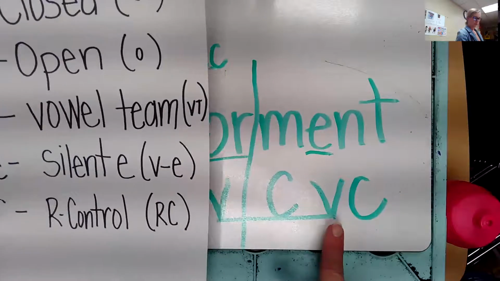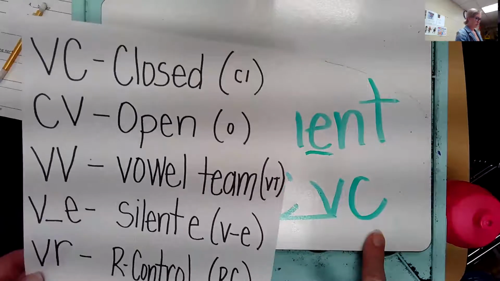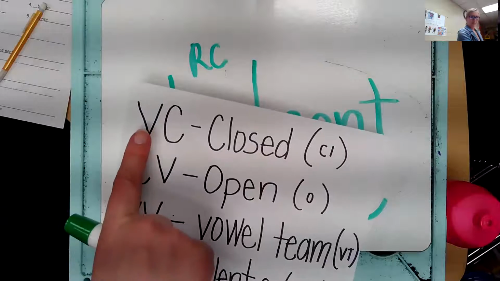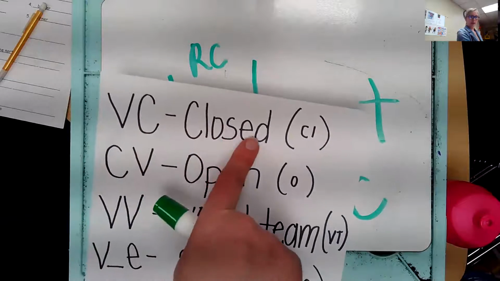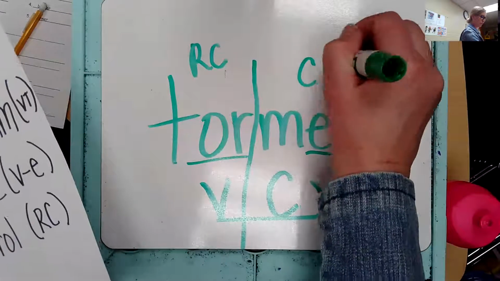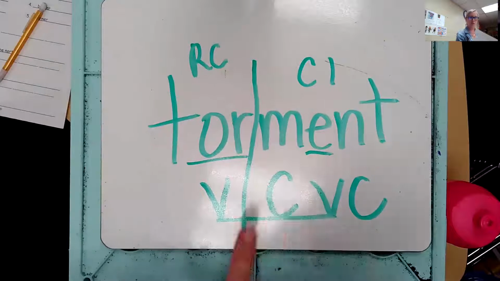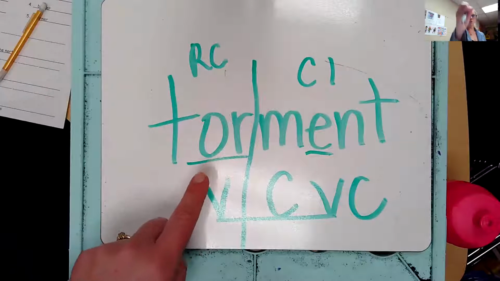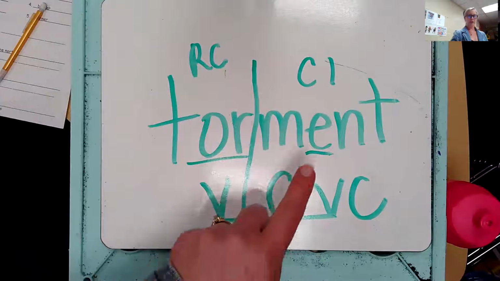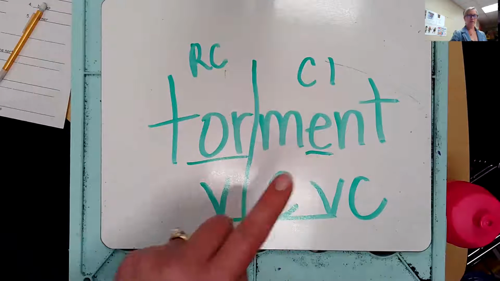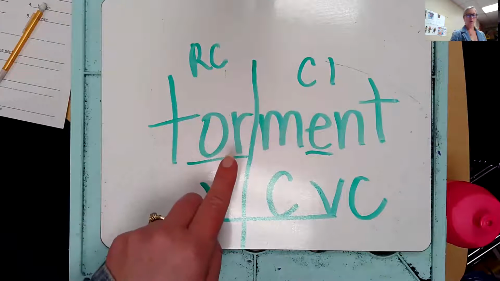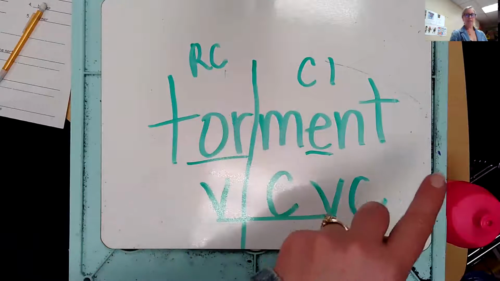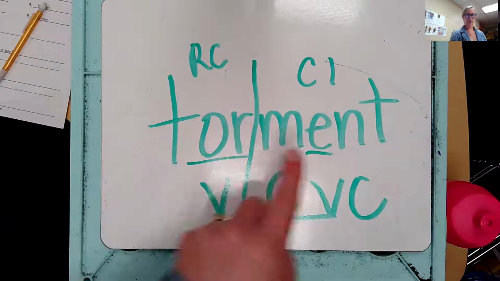Let's go over here. We've got a vowel followed by a consonant. What kind of syllable type is that? Vowel consonant, we know that as closed. Short vowel sound. How do we most often pronounce the O-R? Or. Here we have the short E, eh. Let's read our word. T, or, meant, torment, torment.